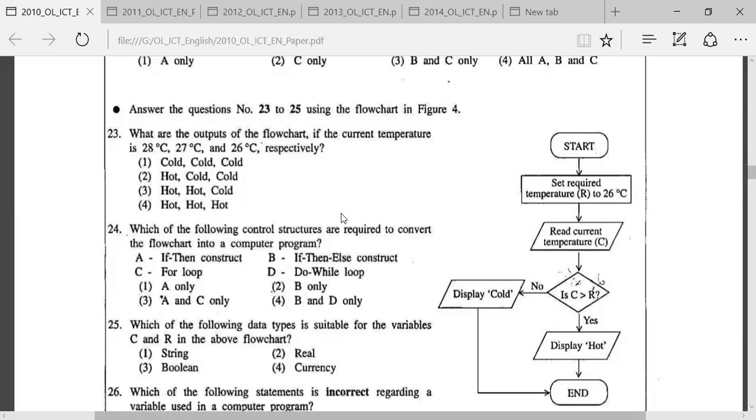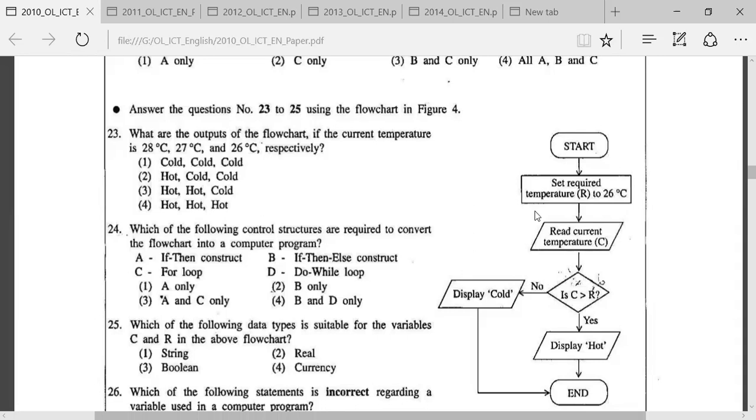In 2010, I already sent you the question numbers. 2010, 23 up to 28. Right. There were some questions. Answer the questions number 23 to 25 using the flow chart in figure 4. So in this figure 4, there's a flow chart given.